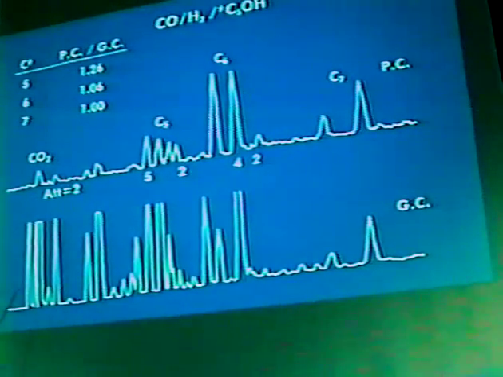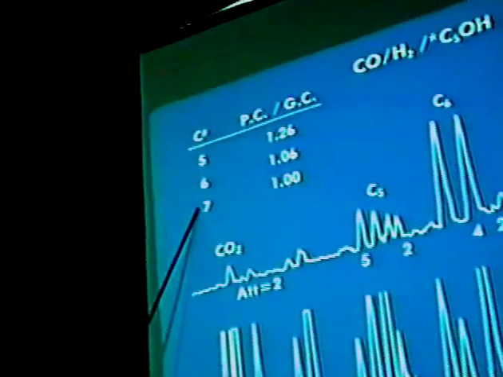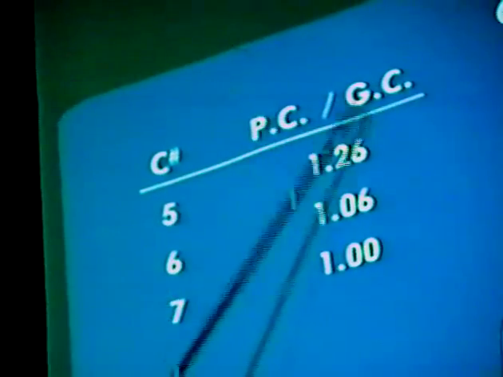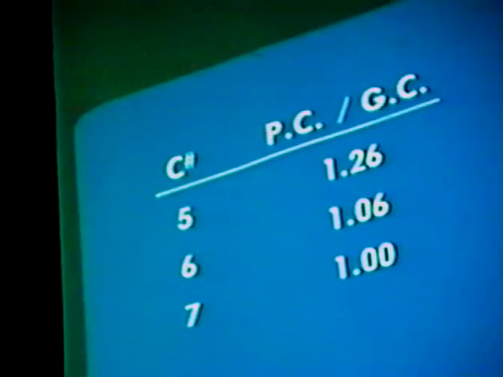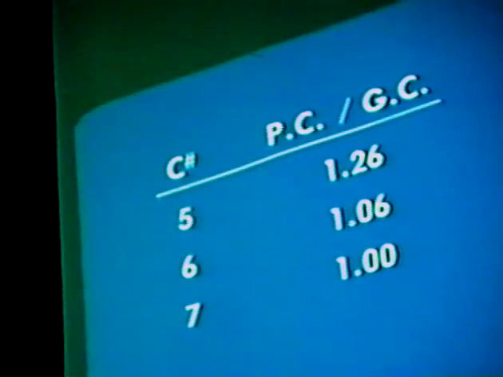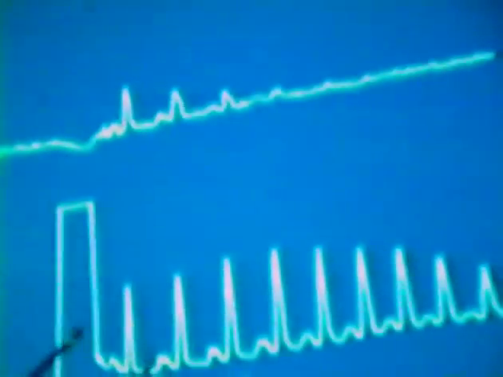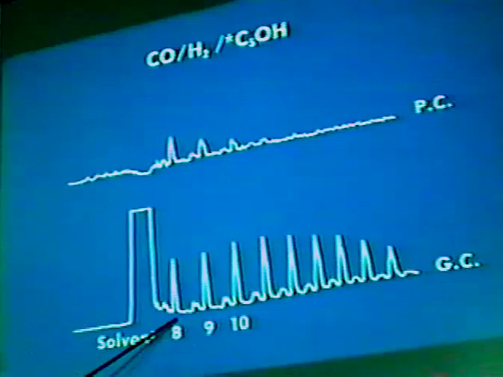Now I make a calculation comparing C5, C6, and C7, with C7 as a basis of 1. I found the PC over GC ratio, which means the radioactivity per mole. You can argue it's constant or it's decreasing, but I don't want to argue here. Let's go to the next slide. I would like to say it's going down, but you can see it's constant.